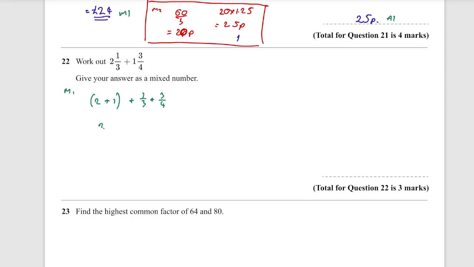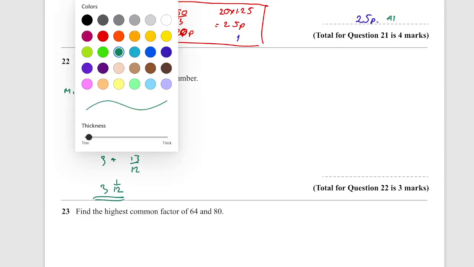And that's going to give me 3 plus, if I put these both over denominators of 12, I've times the first fraction by 4 and the second fraction by 3, so that would become 9. So I'm looking at 3 plus 13 over 12, which is going to be 3 and 1/12.